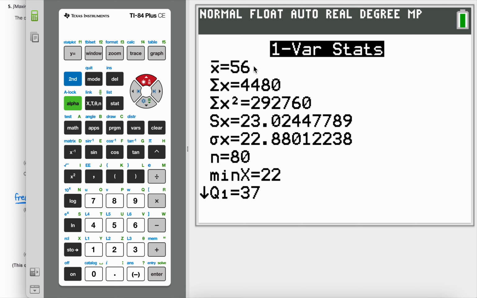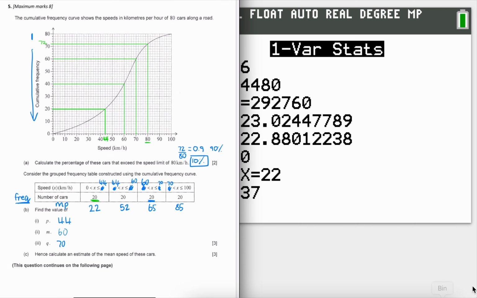which is 56. So if I go back to my exam paper, I can see that the mean of the data is 56 kilometers per hour. So for this one, there would be 1 mark for finding the midpoints, and then 1 for the units and 1 for the answer.